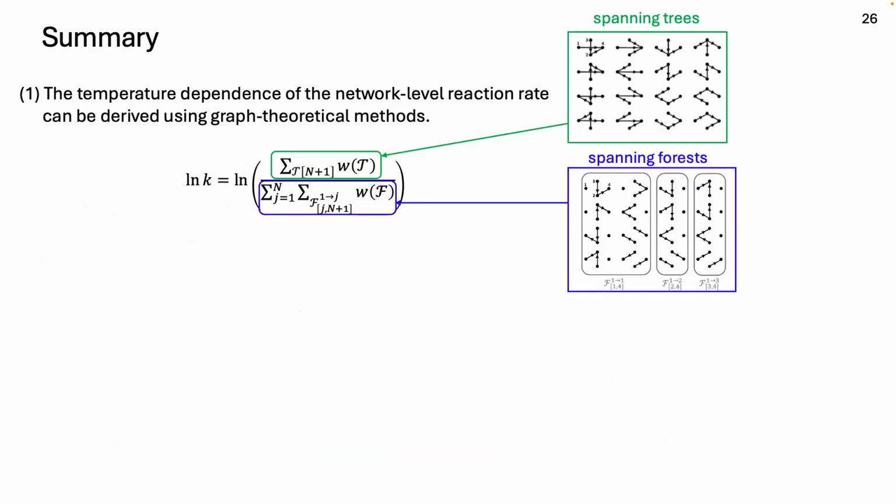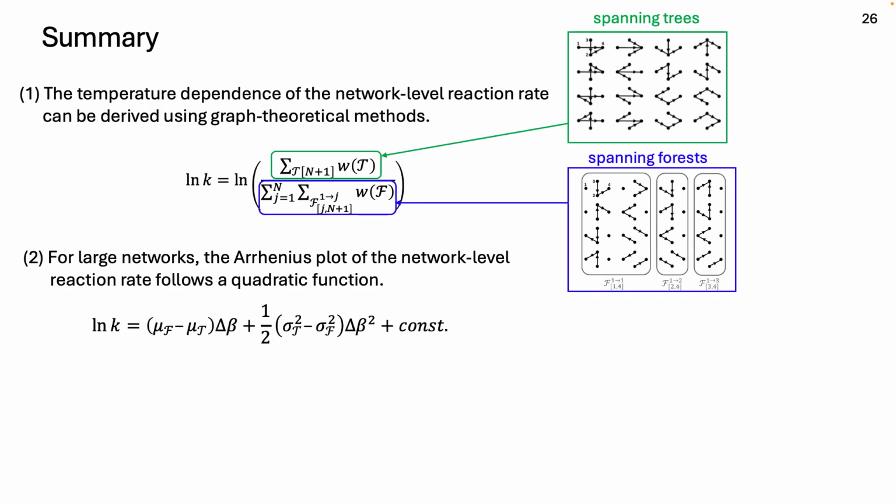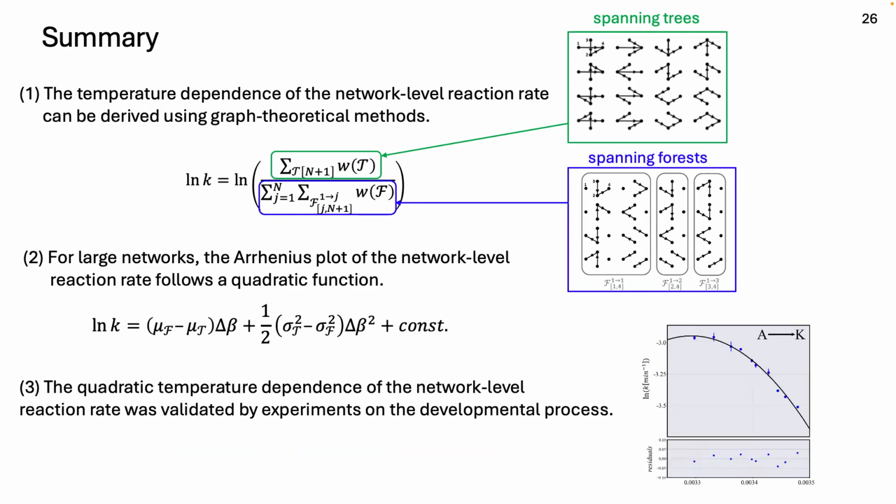Summary: in this paper, they derived the network level reaction rate using graph theory. And for large networks, the Arrhenius plot is a quadratic function of inverse temperature. And this prediction is validated using numerical simulation and experiments. That's all. Thank you.